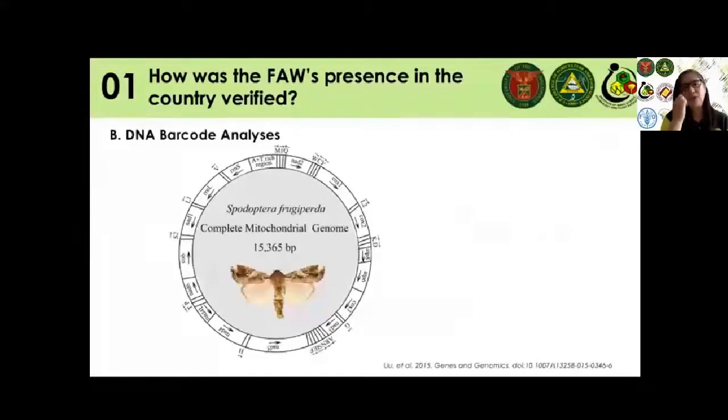First, I would like to give some background on what a DNA barcode is. Presented here is the complete mitochondrial genome, or mitogenome, of FAW. It has 15,365 base pairs and has the typical gene order found in Noctuidae mitogenomes, which includes 13 protein coding genes, 2 ribosomal RNA genes, 22 transfer RNA genes, and an AT-rich region. The mitogenome can provide important information for understanding molecular evolution as well as phylogeny.